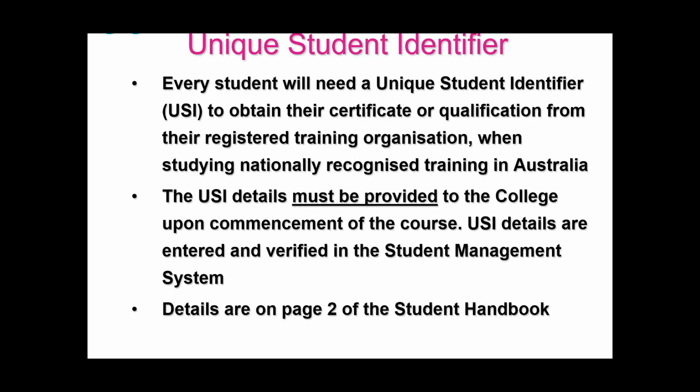The unique student identifier. Every student will need a unique student identifier, also known as the USI, to obtain a certificate or qualification from their registered training organisation. You must apply for the USI, and then you must provide the college your USI once you commence the course. USI details are entered and verified in the student management system. For more information on how to set up your USI, please refer to the student handbook.